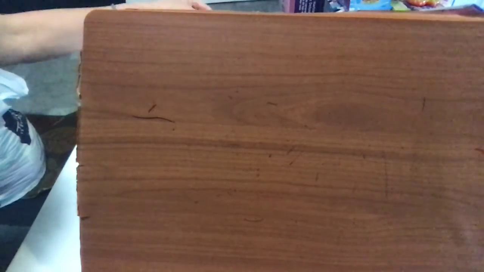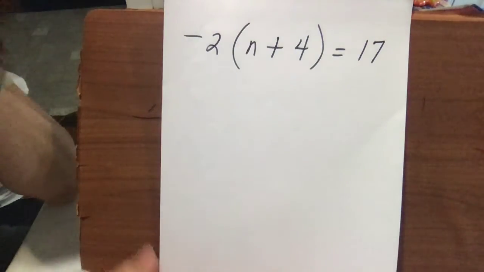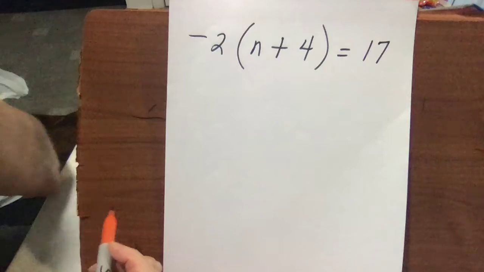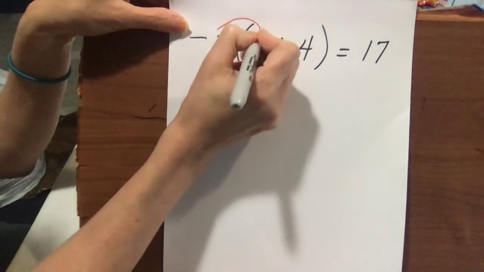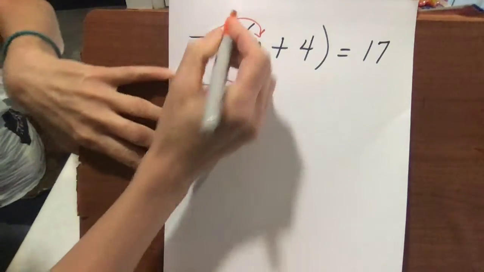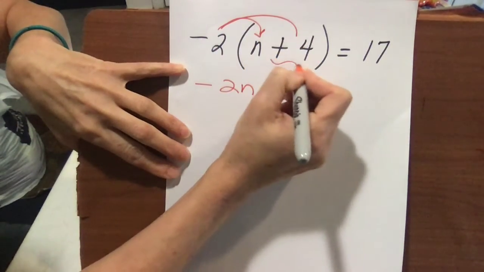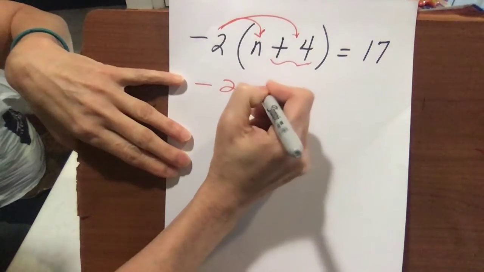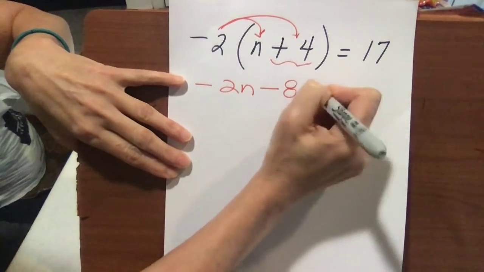All right, let's take a look at another one. In this case, we have negative 2 times the quantity of n plus 4, and it equals 17. So we're going to take negative 2 times n, and that's negative 2n. We're going to take negative 2 times a positive 4, because it looks like a positive 4, and that's going to give us a negative 8. And that equals 17.